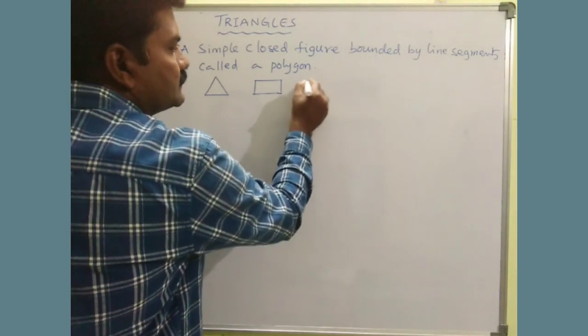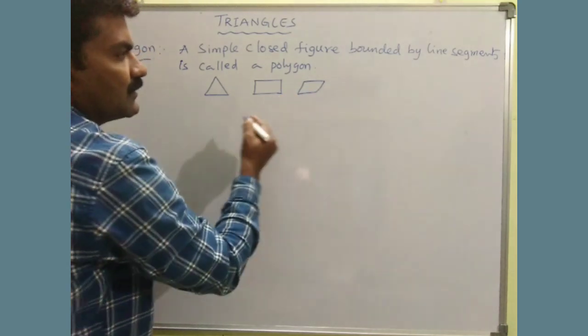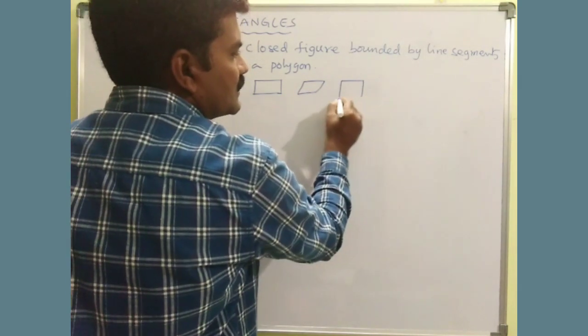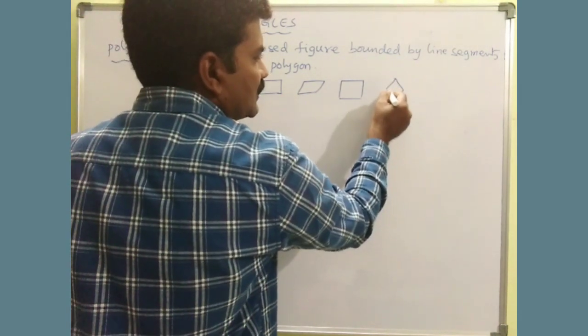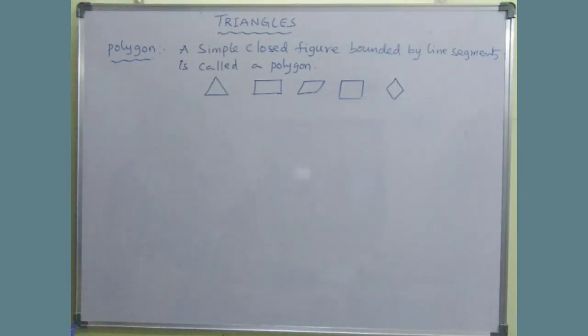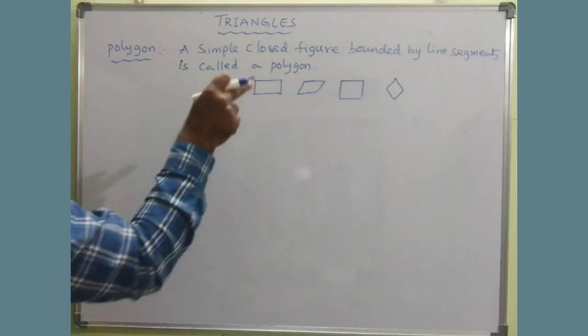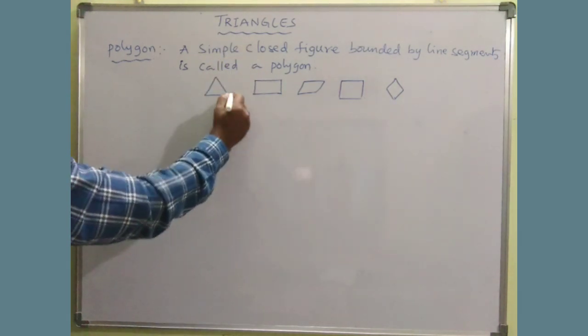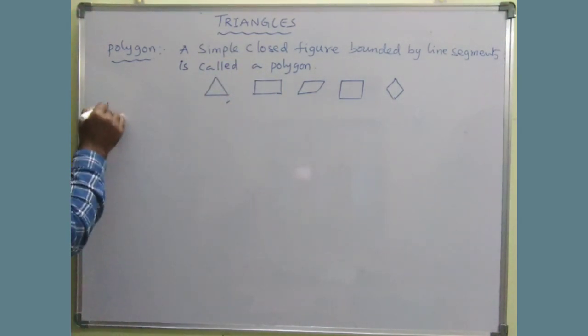Rectangle, parallelogram, square, rhombus, etc., etc. Isn't it? So basically all these are closed figures bounded by some line segments, and so we can call them polygons. Okay, polygons. Right. From the definition of polygon, now let us derive what is a triangle.